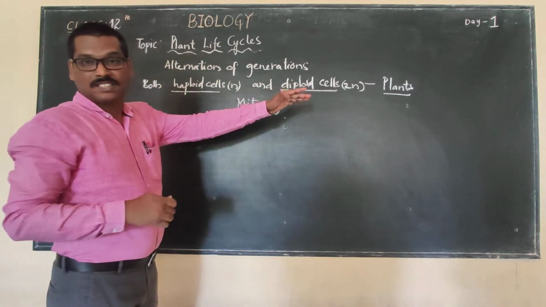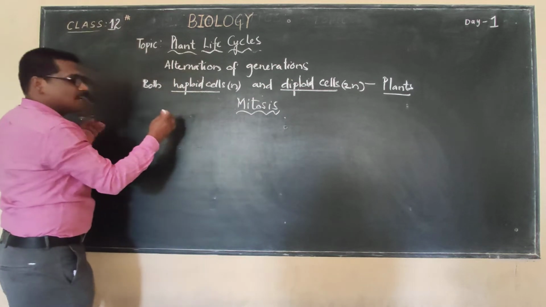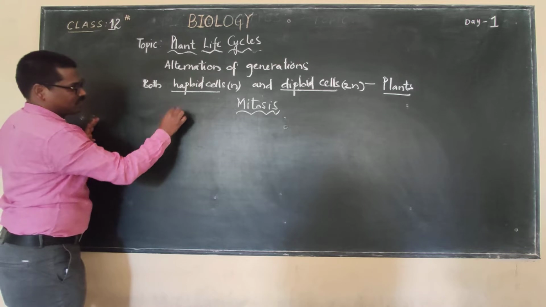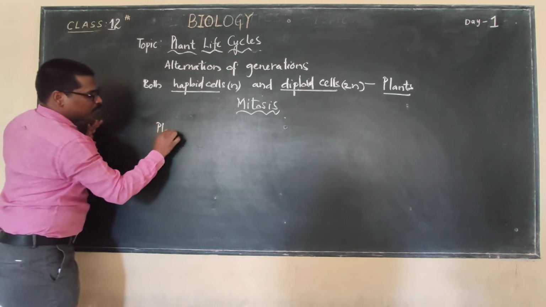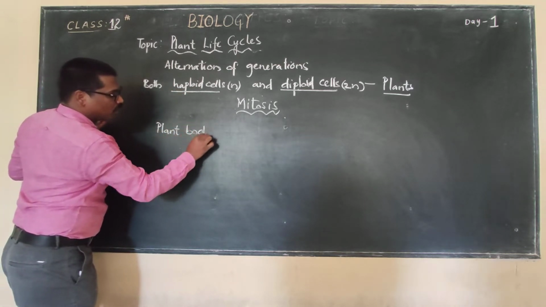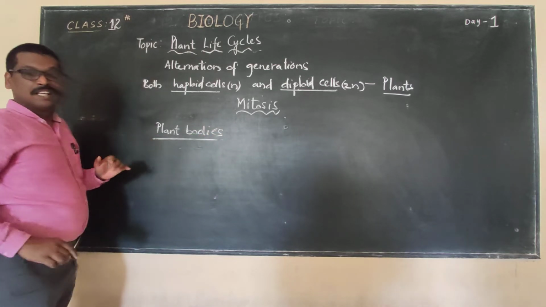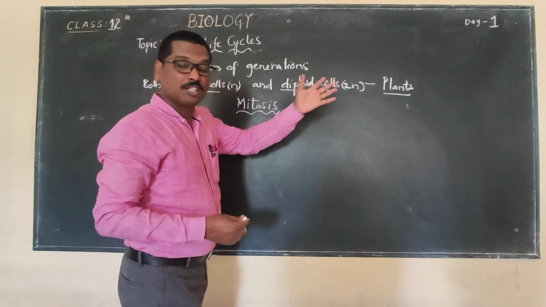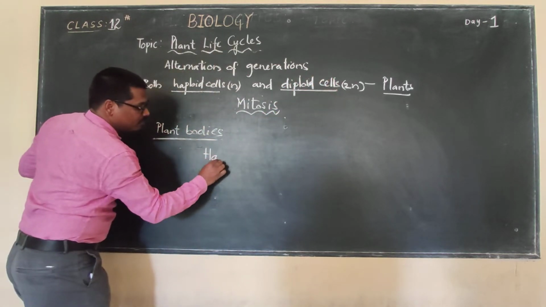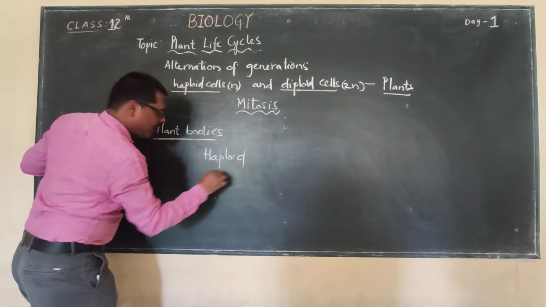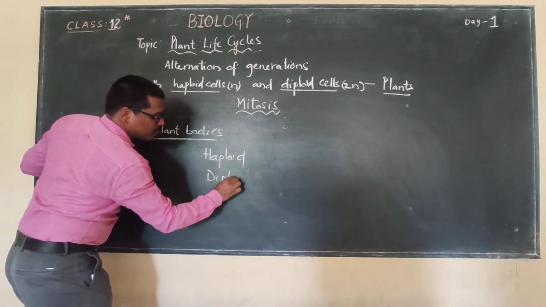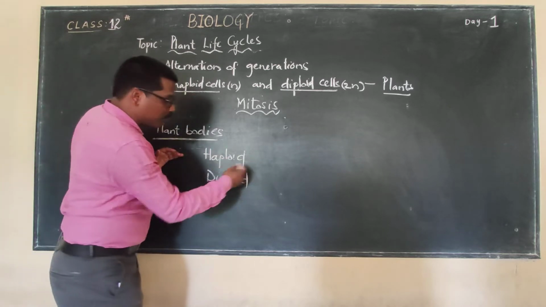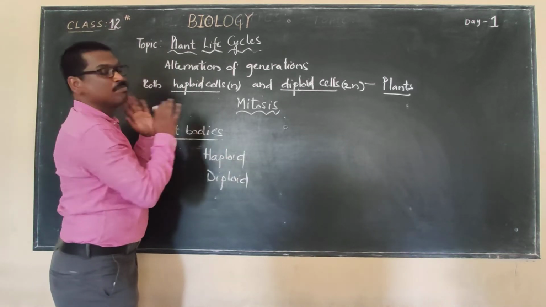Because the haploid cells and diploid cells undergo mitosis, this leads to the formation of two types of plant bodies. So what are those two types of plant bodies formed because of the haploid cells and diploid cells in plants? It may be a haploid plant body and a diploid plant body. So haploid and diploid plant bodies are formed in plants.